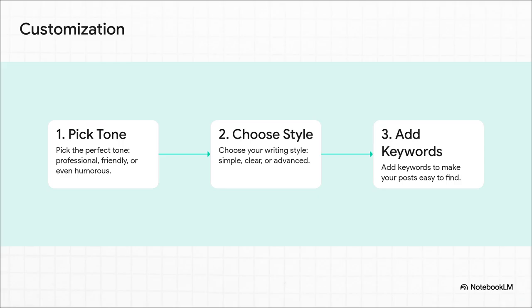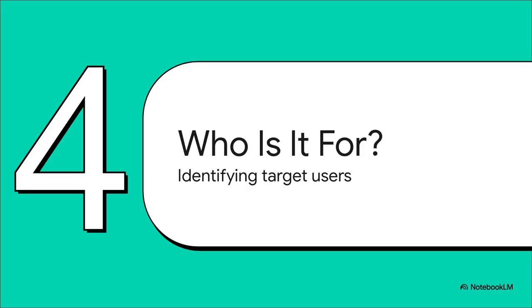First, you pick the tone. Do you want to sound super professional, friendly, maybe even a little funny? Then you choose a writing style, simple and clear, or something more advanced. And finally, you pop in your own keywords to make sure the right people can actually find your post. Simple as that. So that begs a really important question.